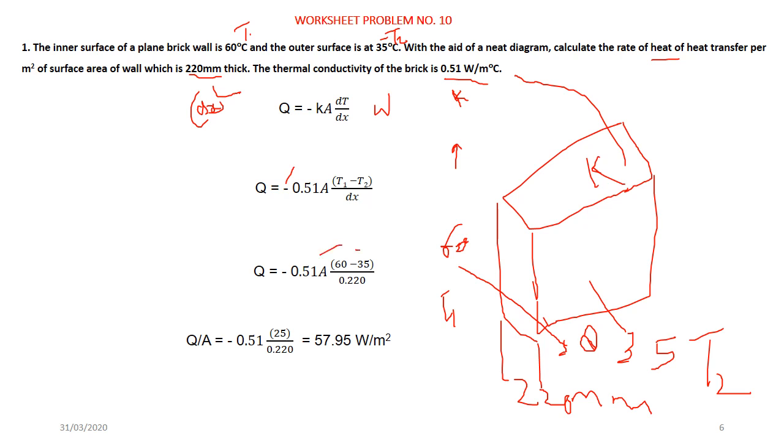Actually the question is to calculate the rate of heat transfer per meter square, meaning per surface area. So you have to find Q per meter square, so per area. So bring this area below the Q. So you will get Q by A is equal to minus 0.51 times this value. Then the answer for Q by A is 57.95 watts per meter square. Why is it watts per meter square? Because Q by A: Q is in watts, area is in meter square. So watts per meter square. This is one of the simple problems in the conduction heat transfer equation.